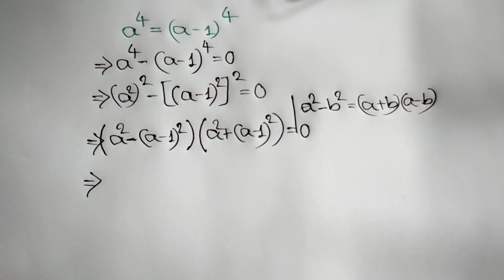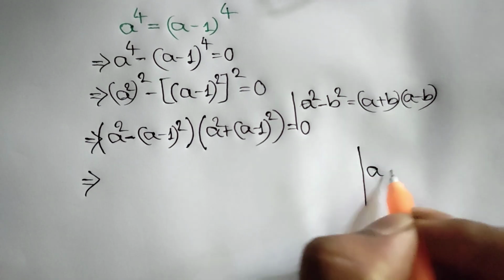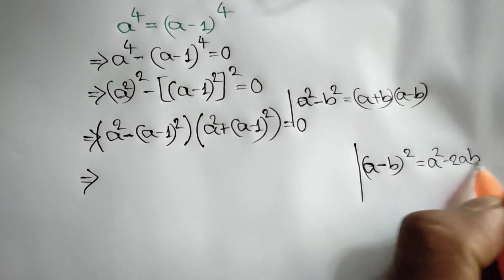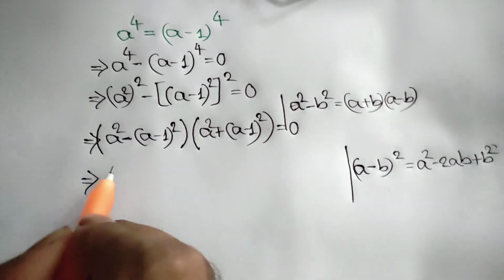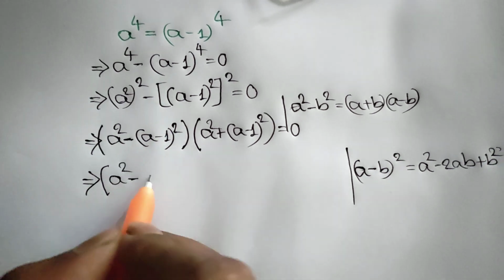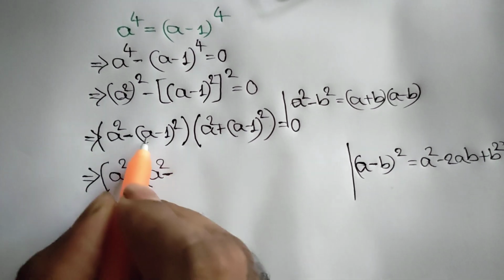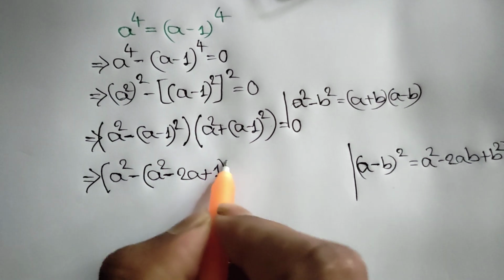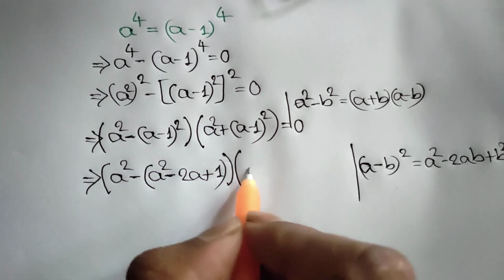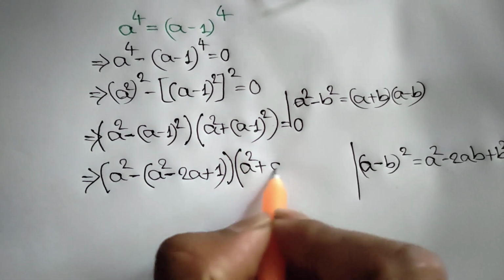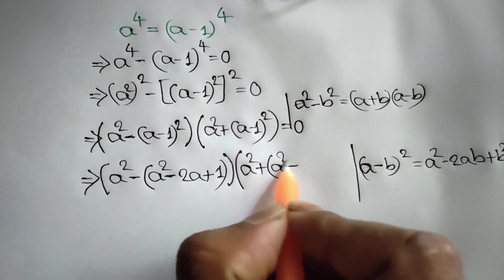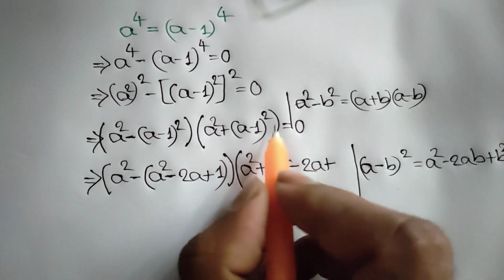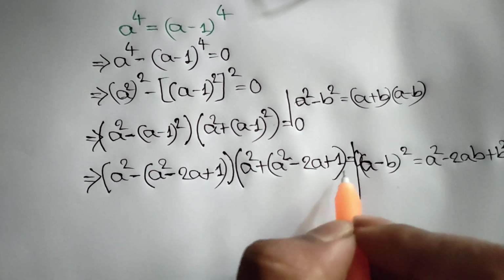Now again we know (a minus b) whole square is equal to a square minus twice ab plus b square. So we can write here (a square minus 2 times a times 1, that means 2a, plus 1 square, that means 1) times (a square plus a square minus 2 times a times 1, that means 2a, plus 1 square, that means 1) is equal to 0.